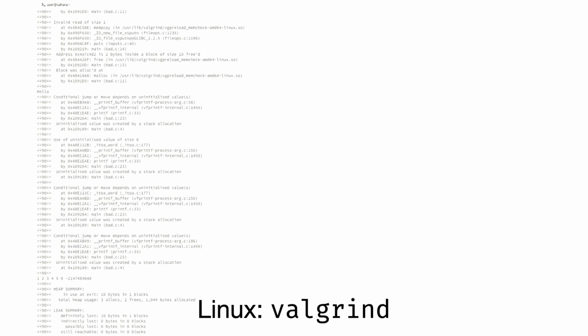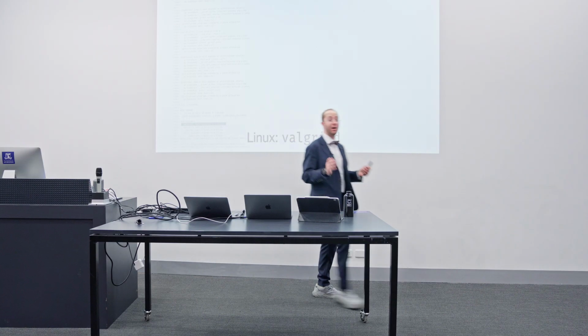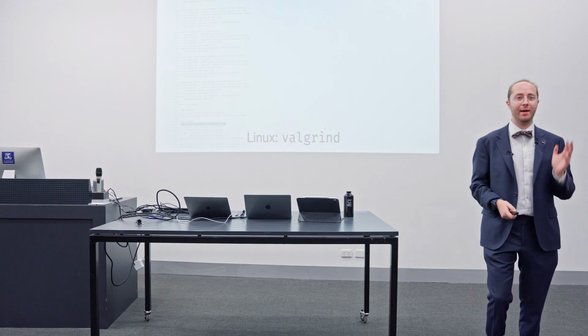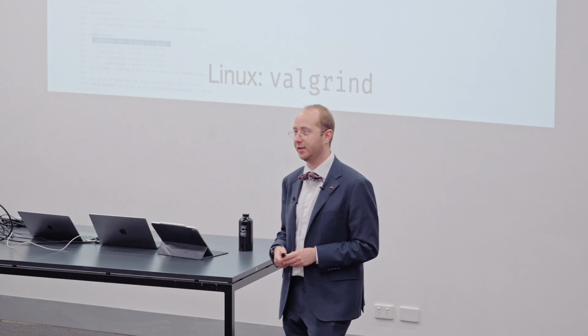It's found use of uninitialized value, so where we have used something that we haven't allocated yet. Remember, we had that out of bounds access. And it also tells us about the memory leak at the bottom over there. So valgrind is quite a powerful tool for doing this, with the catch that, oh, where are my lights? There we go. With the catch that valgrind does not work at all on M1 or M2 Macs, any of the new Macs. It doesn't work, and it's probably not going to work for the foreseeable future.